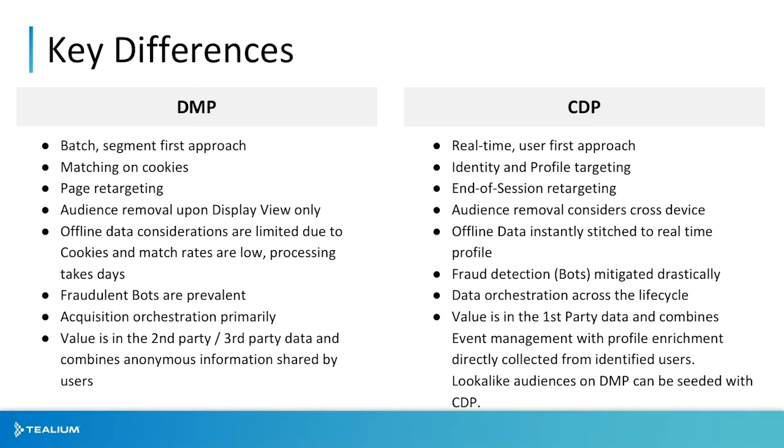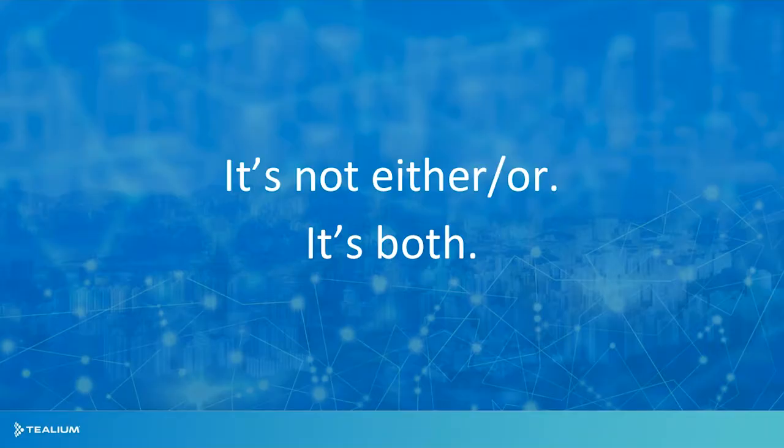DMPs are going to be mostly valued for their play in second and third party data. They are combining anonymous information shared by multiple different organizations and advertising to them based on limited data sets. CDPs are useful because they contain first party data, and that combines a profile enrichment in real time that can be used to seed a DMP segment. We can use a CDP to say, hey, look, here's 50,000 email addresses that match your cookies. Don't bother advertising to them. We saw that they actually already bought a trip and they're going somewhere else other than Hawaii.